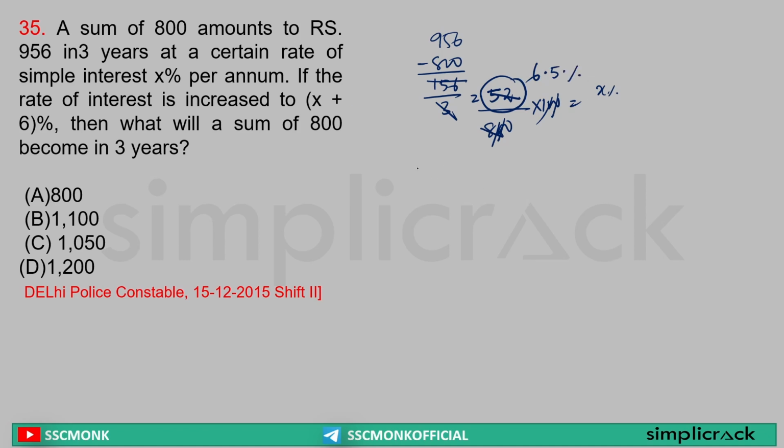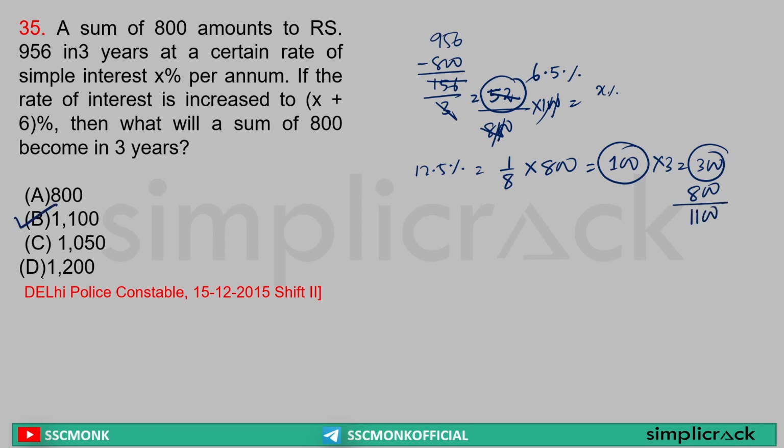Now what will be the new interest? Sir, 6.5 into 6.5, that is equal to 12.5%, which is equal to 1 by 8. Now 1 by 8 of 800 every year, that means interest every year is 100. In 3 years interest will be 300 and principal 800. So total amount is equal to 1100. Option B is the right answer.